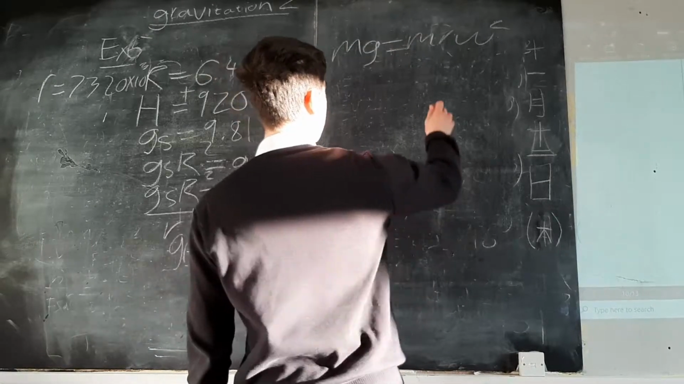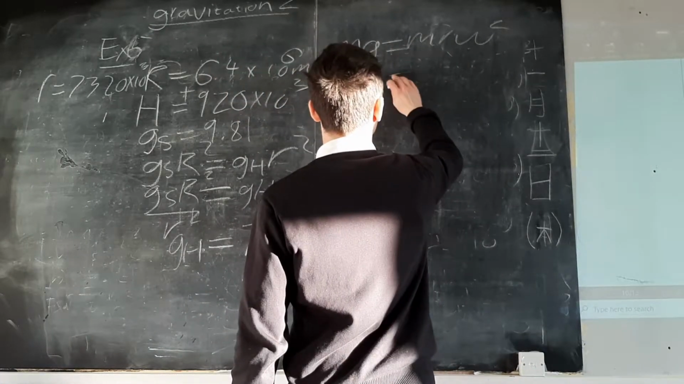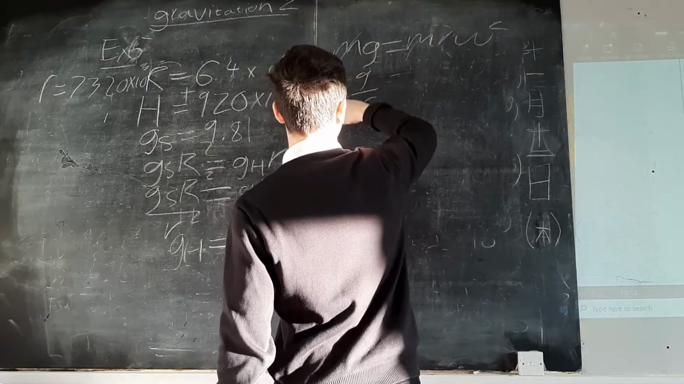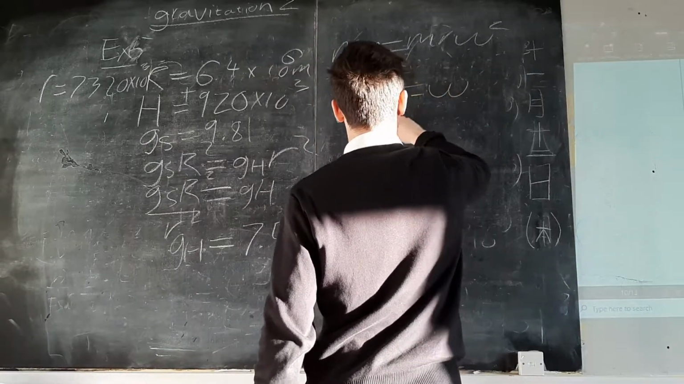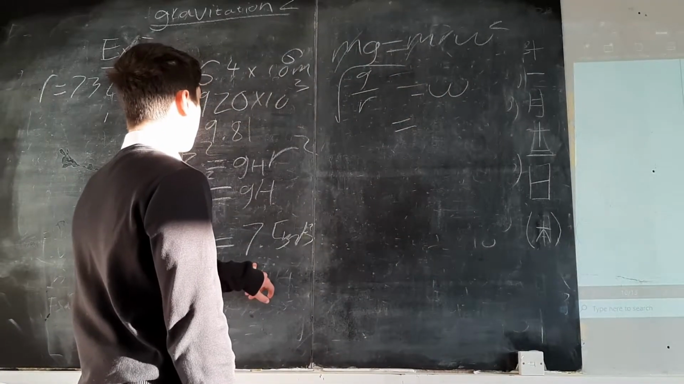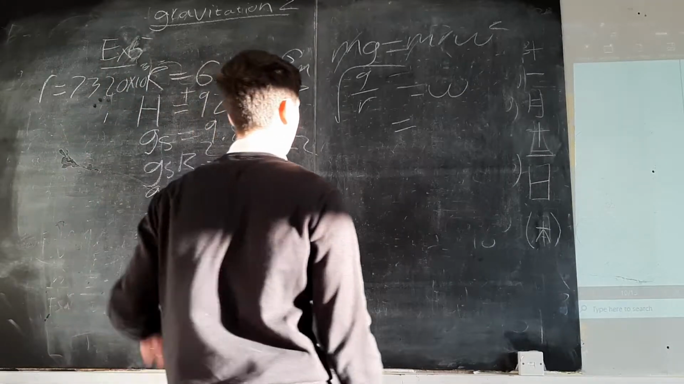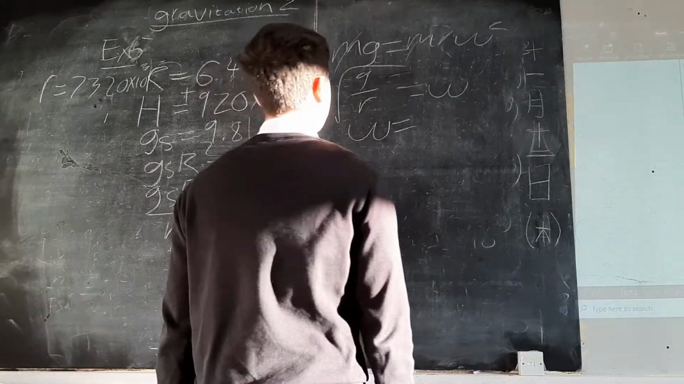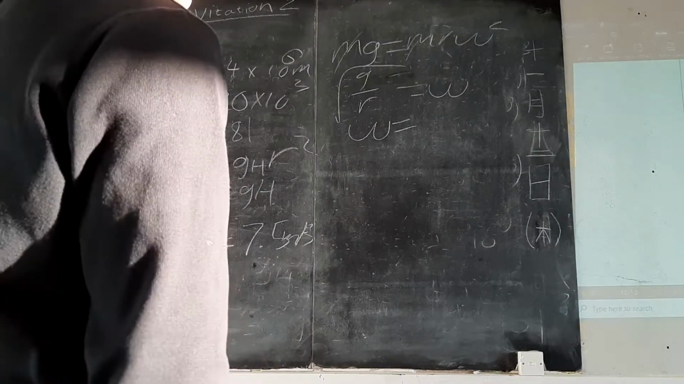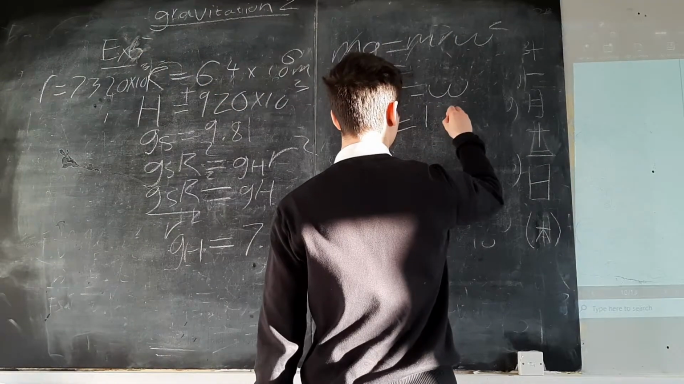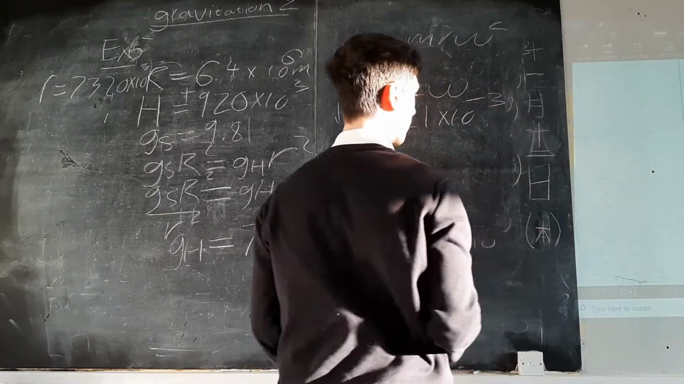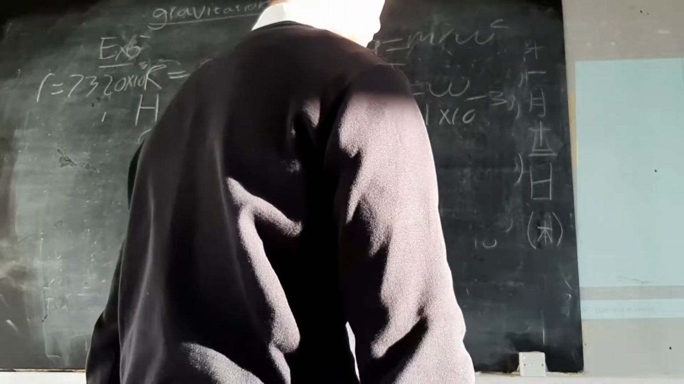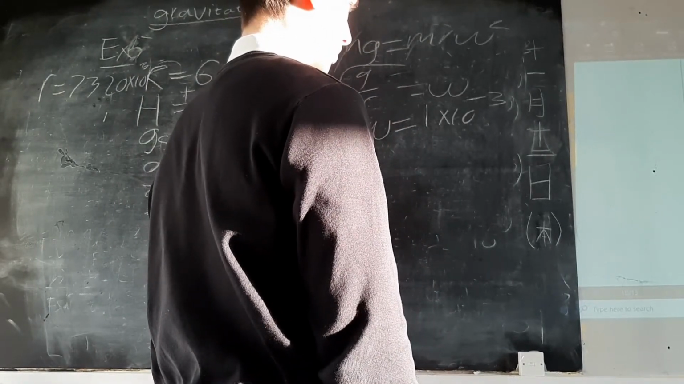So you just rearrange for omega, m's cancel, so it's just g over r, square root of that equals omega. Well, we have g at 7.5, r is that, slap them together, which gets you 1.0 times 10 to the negative 3. I already got it overall. Oh yeah, now we have.